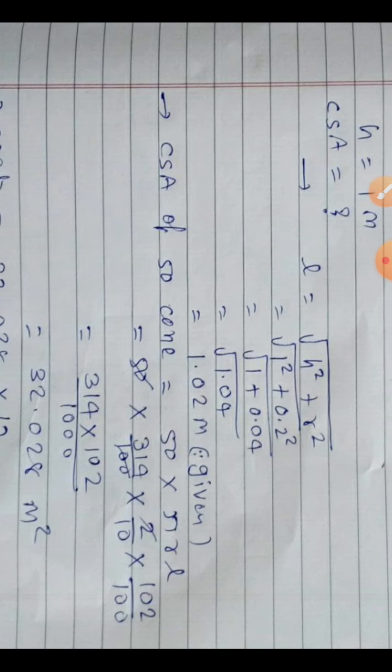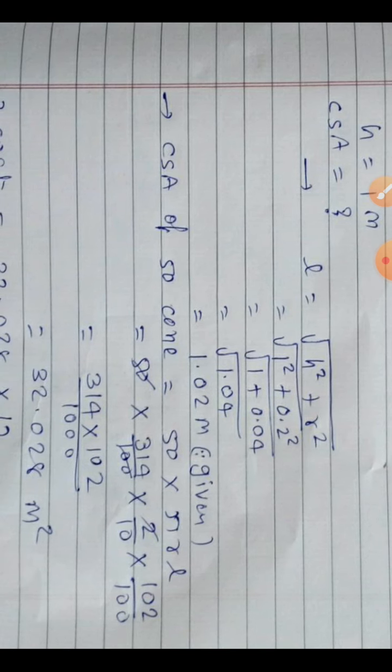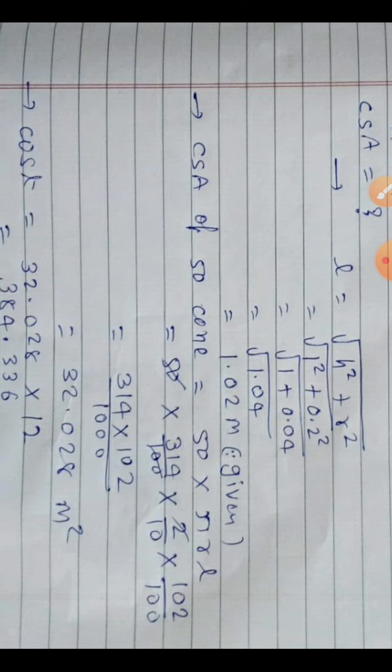Now CSA of 50 cones, because there is not one, there are so many, so in a single step try to find it for all cones. You can find it for one also, then multiply by 50, but instead of doing this extra step you can find it for all 50 cones together. So CSA of 50 cones equals 50 into pi r L. Now all values are placed in fraction form. First of all, pi is given in brackets as 3.14, so the point is removed.